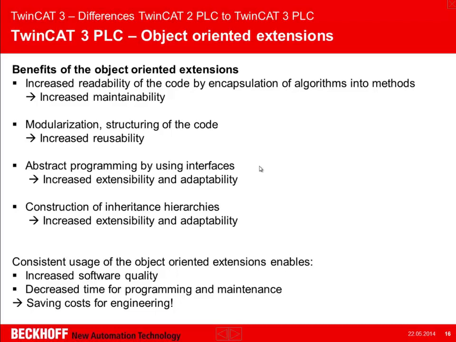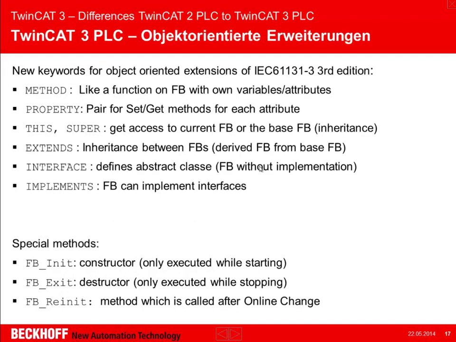So what are the new keywords of object-oriented extensions? One of the keywords is method, and a method is like a function which is directly used on an FB. So an FB has a method, and you can call the method via FB instance.method name. But methods also have their own variables, and they can also have attributes like private and public. So it's comparable to the action which we have in TwinCAT 2, but it's really not the same, because we have own variables and attributes and we have the calling conventions of a function.